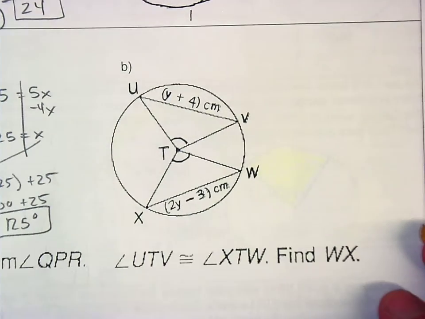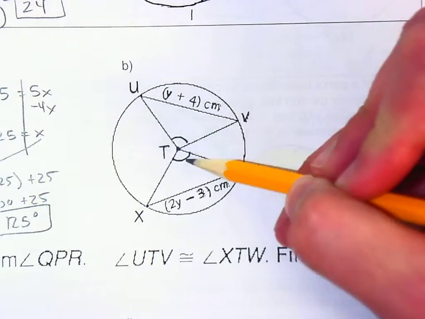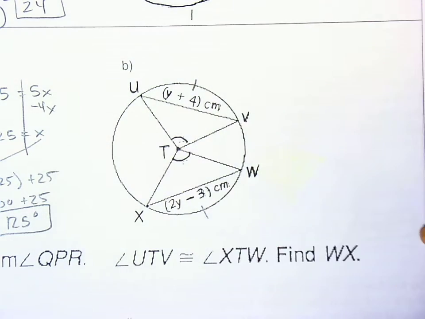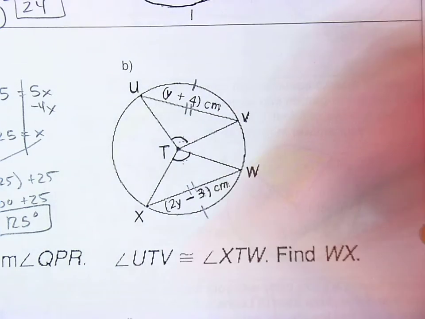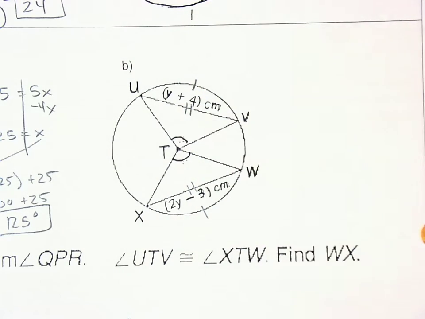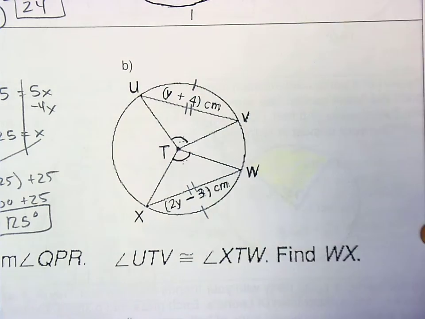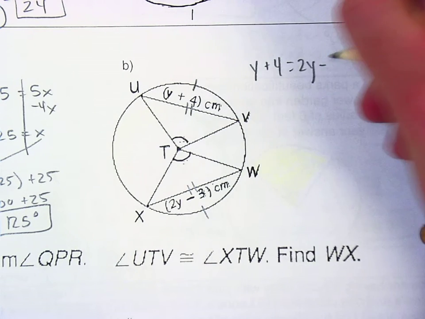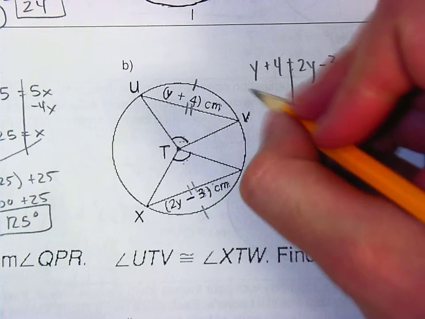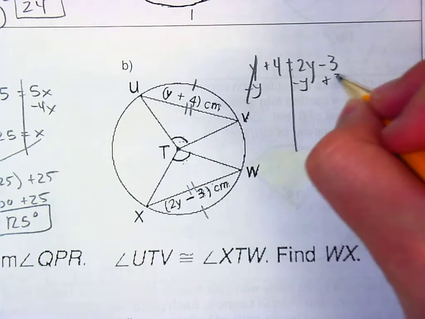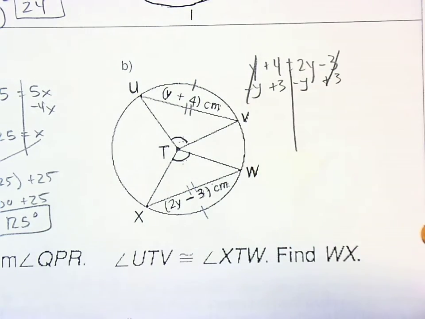For 9b, they tell us that these two angles are congruent. Well, if the angles are congruent, then we know the arcs are congruent, and we also know that their chords are congruent. We have all these three things kind of go together. So if these two things are congruent, we can find y. y plus 4 equals 2y minus 3. Subtract a y. Cancels there. Then I'm going to add 3. Cancels there. And get 7 equals y.